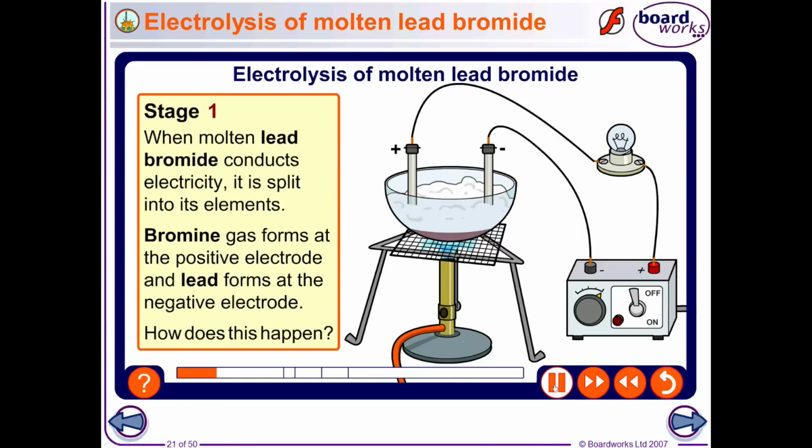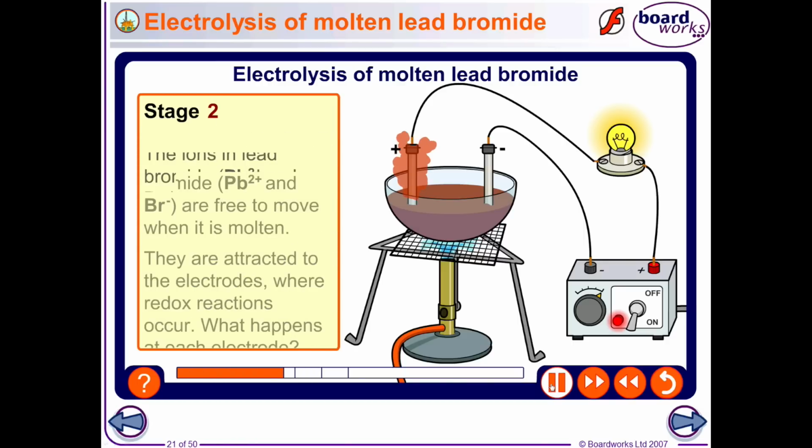Now, heat it up to melt it to allow the ions to flow. Without that, we're not going to get any movement. So we need to melt the ionic substance. Now, as you can see, you're getting a gas being given off here, and that's bromine. And then at the negative electrode, you'll be getting lead deposited there. So we've got electrolysis here, splitting up a compound, lead bromide, into its elements. And what's happening is the bromide, being negative, is being attracted to the positive electrode and being given off, and the lead is being attracted to the negative electrode.